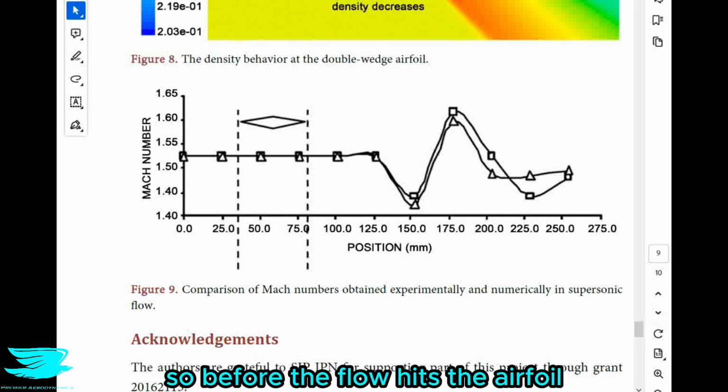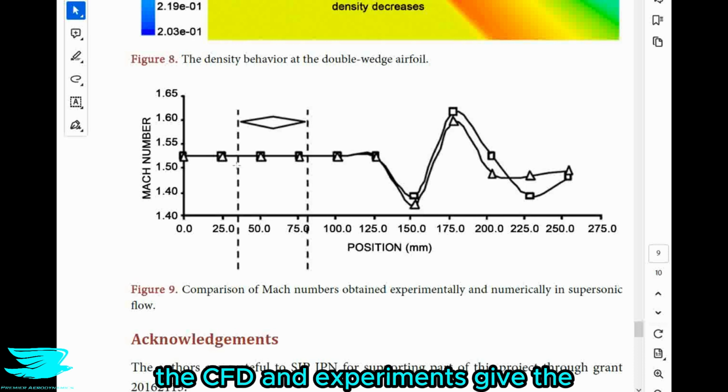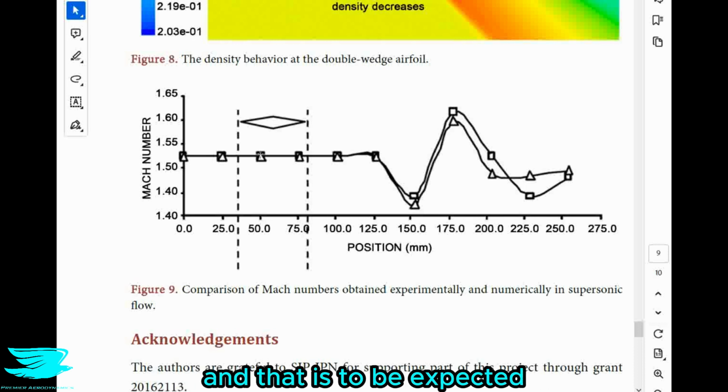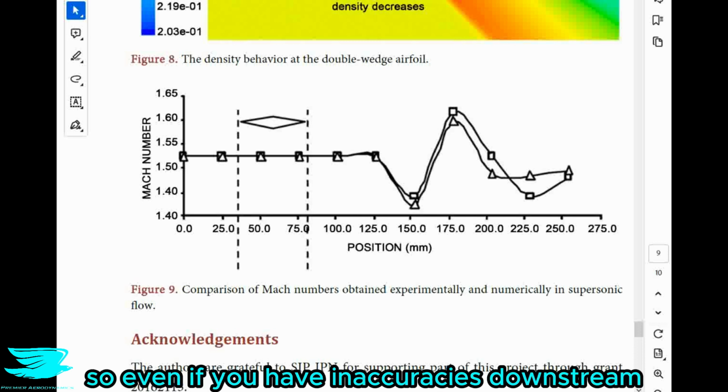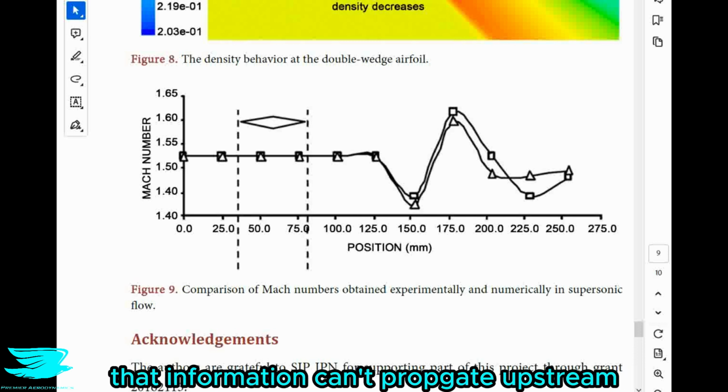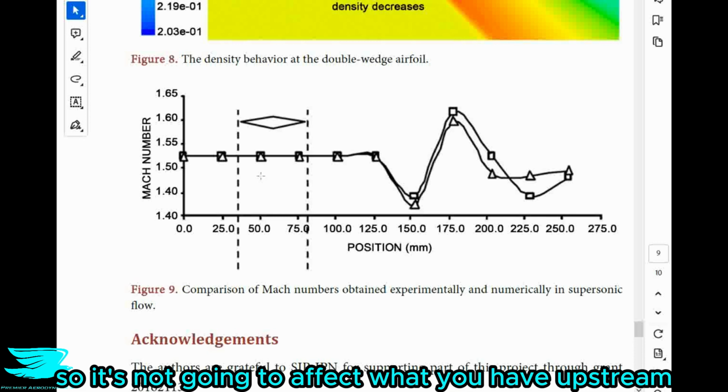So before the flow hits the airfoil, the CFD and experiments give the exact same Mach numbers, and that is to be expected because this flow is supersonic. Even if you have inaccuracies downstream, that information can't propagate upstream, so it's not going to affect what you have upstream.